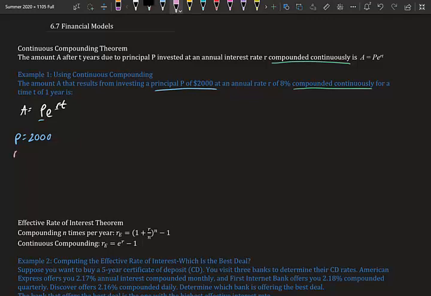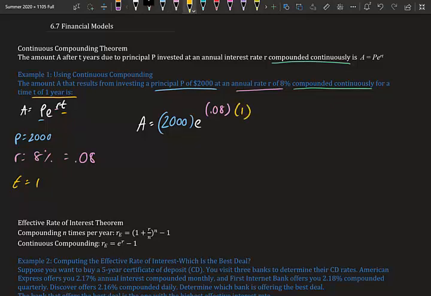We have our rate, which is R, and our R is 8%, which is 0.08. And then it gives us time of 1. So T is 1. So let's plug it in. We have A equals P, which is 2,000, times e to the power of RT, so 0.08 times T, which is 1. And you just have to plug this into your calculator, and I will show you.